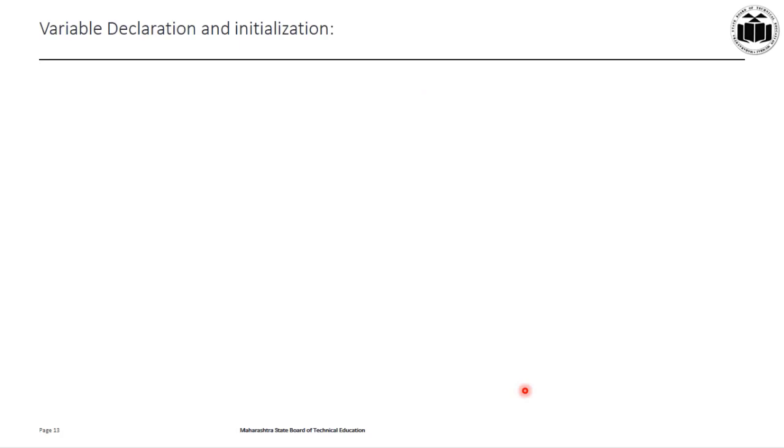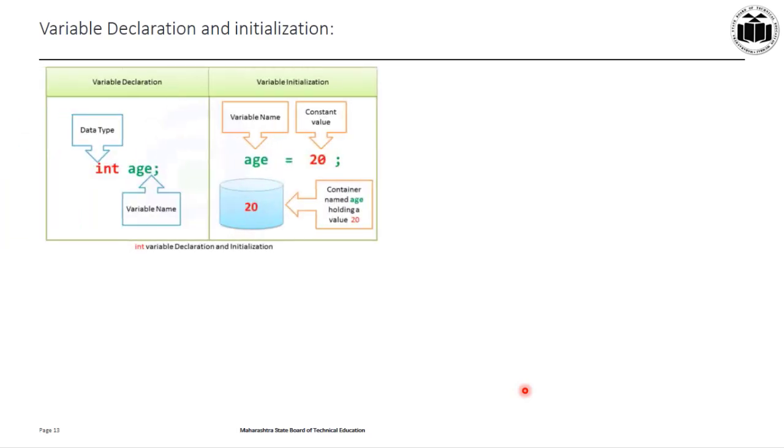So how to declare the variable and how to initialize the value to the variable. So here is the variable declaration and initialization. In this example, int is the data type and age is the name of the variable, followed by semicolon. And variable initialization means here I have assigned the value 20 to age variable. So simply you have to write age is equal to 20. So this example is nothing but int variable declaration and initialization.